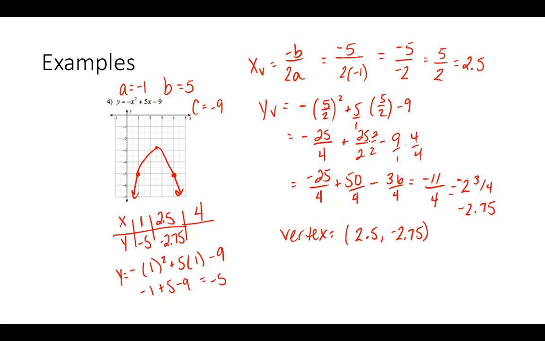And then just a review of domain and range from yesterday. Domain is all real numbers, because that continues forever in the x direction. Our range, since it's opening down, is going to be y is less than or equal to the y coordinate of the vertex, which was the negative 2.75.